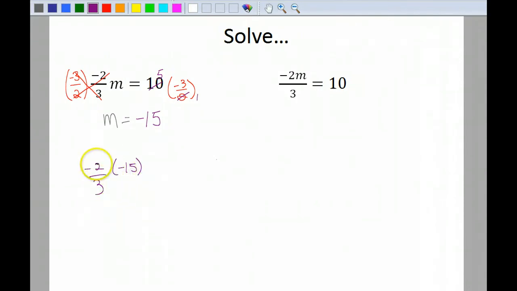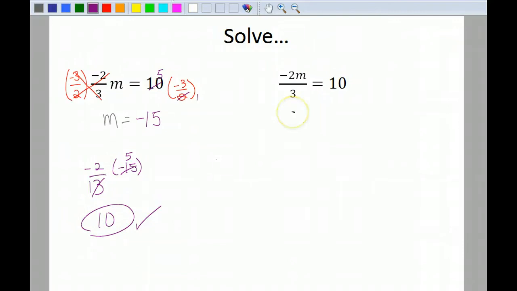So when I multiply negative 2/3 times negative 15, notice I just plugged it in for m. Oh, 3 goes into 3 one time, 3 goes into 15 5 times. 2 times 5 gives me 10. Notice that they're both negative, so it does check.